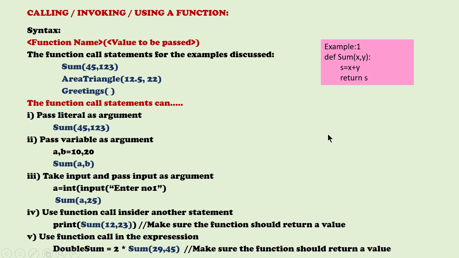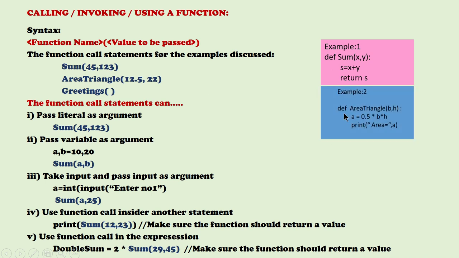Let us take the next example. It is def area_triangle of b comma h. What is the name of the function? area_triangle. How many parameters does it take? There are 2 parameters. So you have to write the function call statement as area_triangle, open parenthesis, 2 values. It is going to be numbers, so it can be any integer or floating point value. So I am passing 2 values and closing the parenthesis.